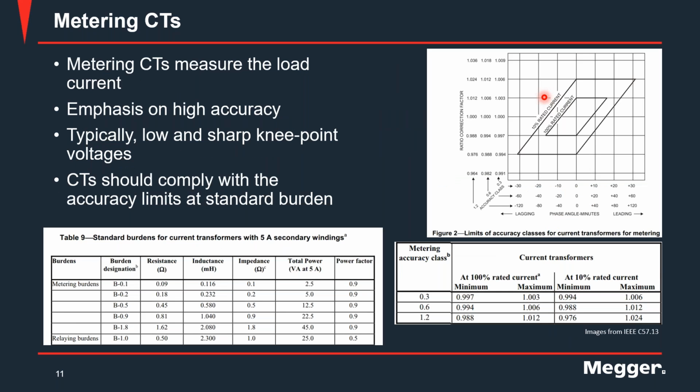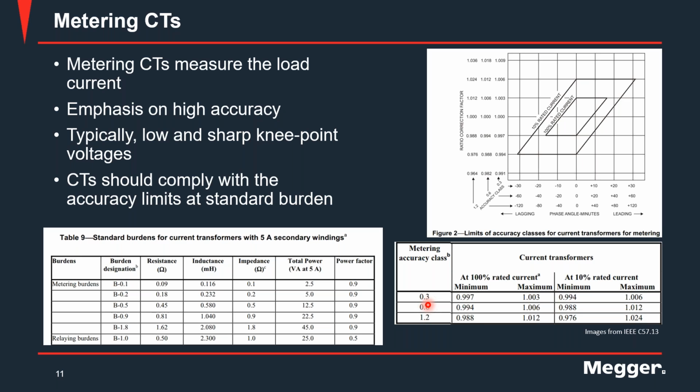Let's talk about metering CTs. Metering CTs measure load current, so they need to have a high level of accuracy. You will see that the accuracy limits specified in the standards are much less than the accuracy limits for the protection CT, or much tighter.